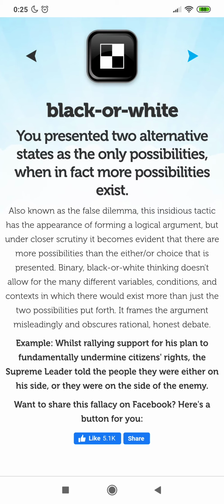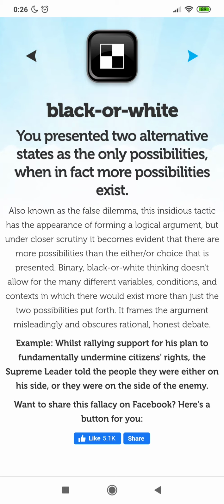Black or white? False dilemma. False dichotomy. You presented two alternative states as the only possibilities, when in fact more possibilities exist, also known as the false dilemma. This insidious tactic has the appearance of forming a logical argument, but under closer scrutiny it becomes evident that there are more possibilities than the either-or choice that is presented.